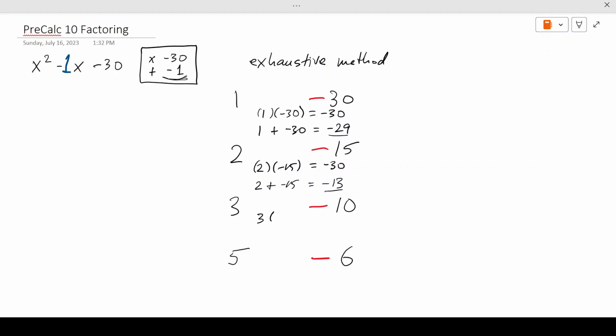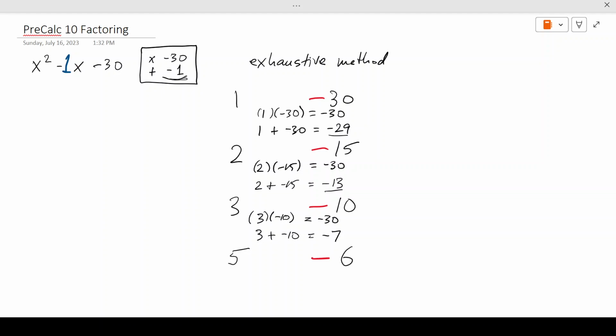3 times negative 10. That equals negative 30. So that makes sense, just double checking. Now I'll do the addition. 3 plus negative 10, that equals negative 7. That's not negative 1.